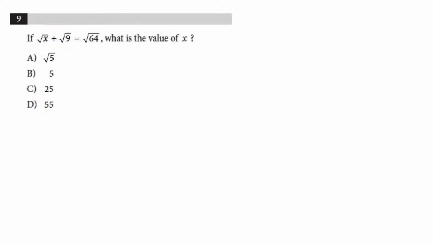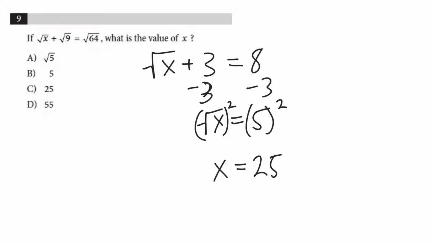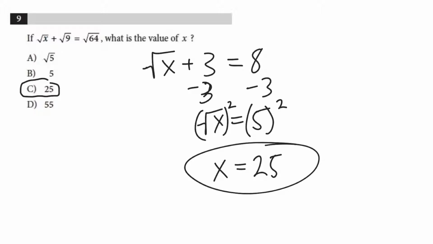Number 9. If the square root of x plus square root of 9 equals square root of 64, what is the value of x? Okay, easy enough. We know the square root of 9 is 3. We know the square root of 64 is 8. If I subtract 3 from both sides, I'll get the square root of x equals 5. To undo that square root, we need to square both sides. So 5 squared is 25. C is our answer.